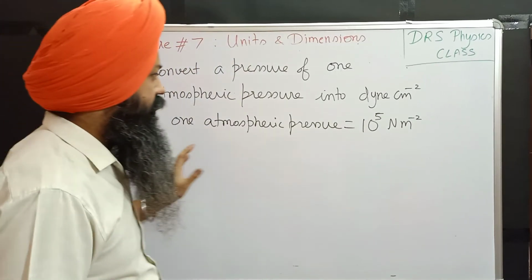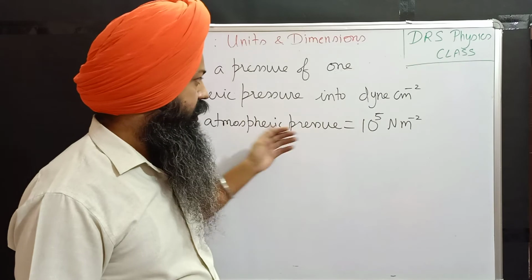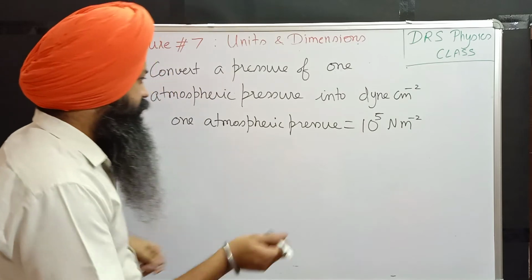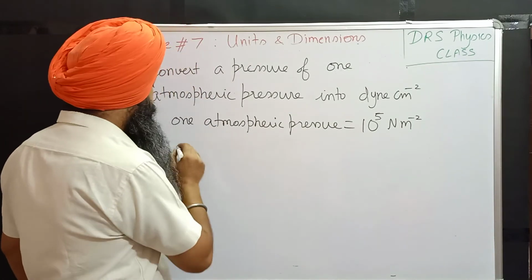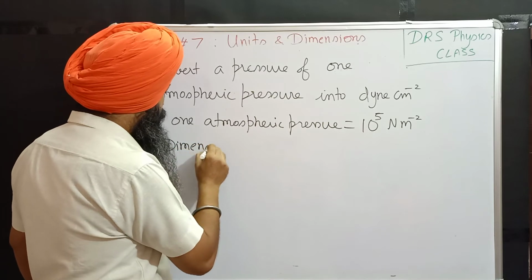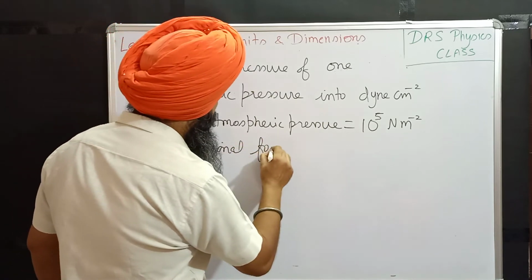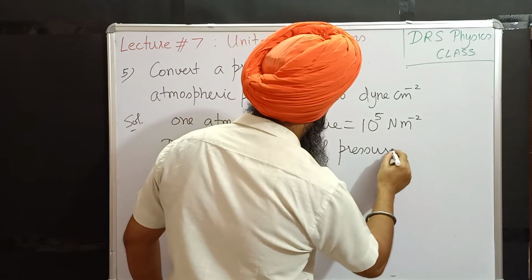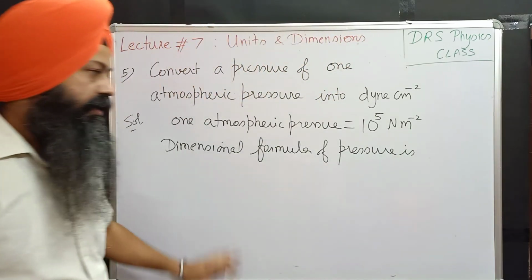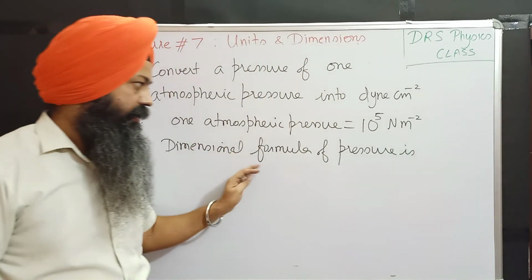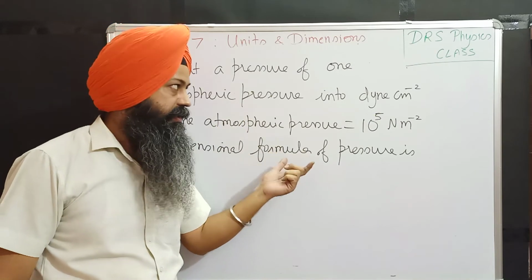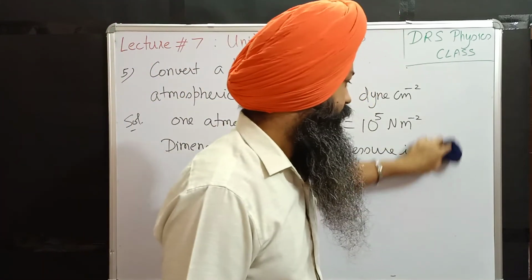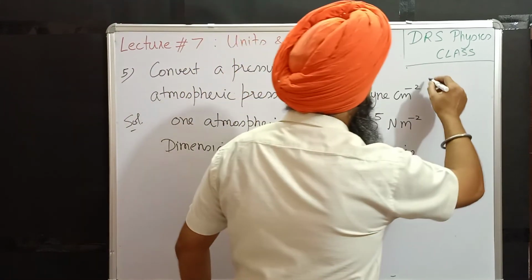So what do we see here? We have to convert this 1 atmospheric pressure into dyne per centimeter square. We see that the dimensional formula of pressure is... no, that causes problem. Many students are not able to remember the dimension formula of pressure. As I have told you earlier, it is not to worry. We can deduce that from the knowledge of dimensions.